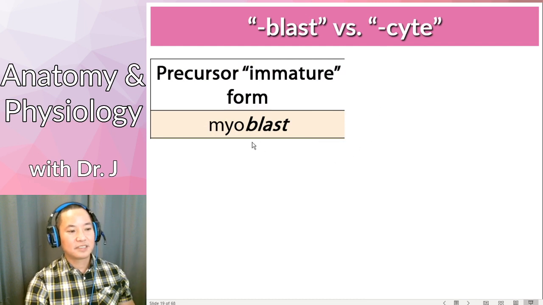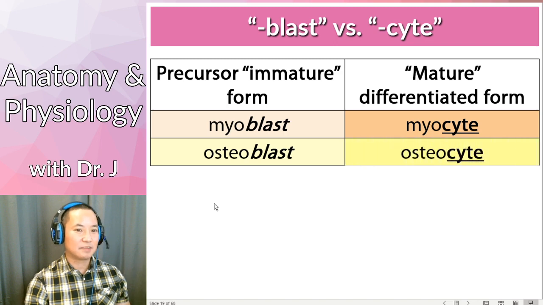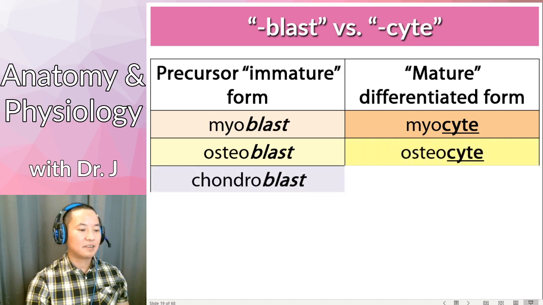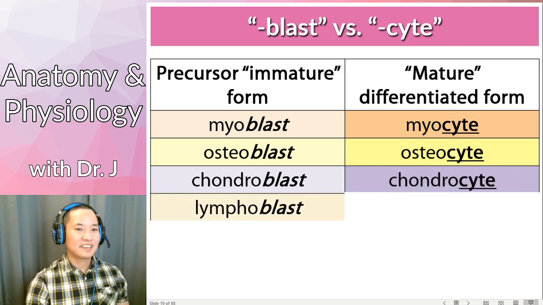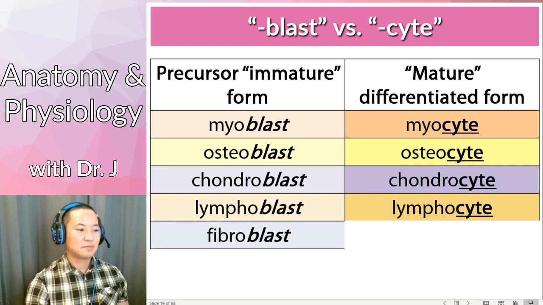So here's the precursor form. Myoblasts, what do they develop into? They develop into myocytes. Osteoblasts, what do you think they differentiate into? Well, they eventually develop into osteocytes. How about chondroblasts? How about chondrocytes? Lymphoblasts, they eventually become lymphocytes. Fibroblasts, what do they become?